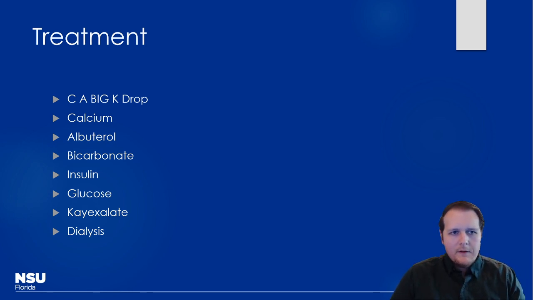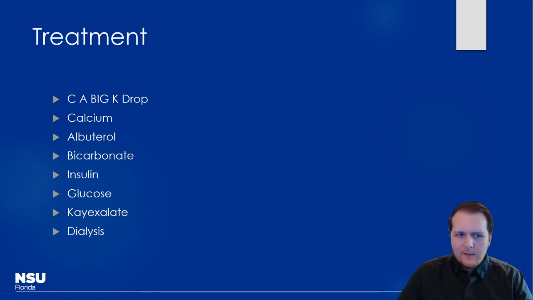And so this is a good mnemonic that I like to tell students to help them remember the different treatment options that we have in terms of treating hyperkalemia. This is not necessarily the order that you have to give it in, but this is something just to remember the different ways that we can help to manage that. So I use a mnemonic, CA big K drop. What that means is calcium and albuterol, bicarb, you'll have insulin and glucose. It's important to give those two together. And then finally K-xylate, and then dialysis being the final thing there.